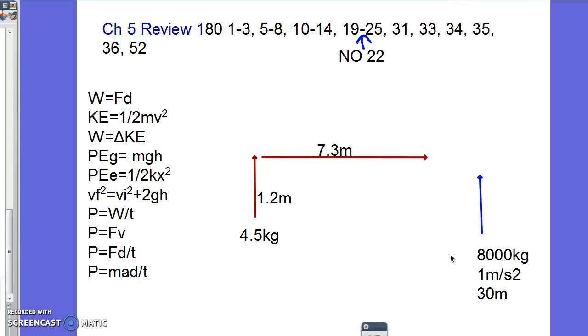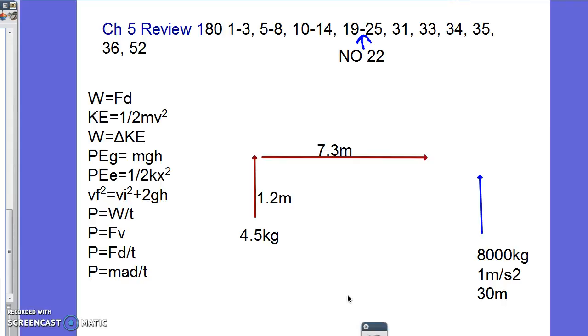This plane has a vertical takeoff. It's got a mass of 8,000 kilograms, and it's got an acceleration of 1, and it goes up 30 meters. Well, work is force times distance, so mass times acceleration times distance. 8,000 times 1 times 30. That's that problem.